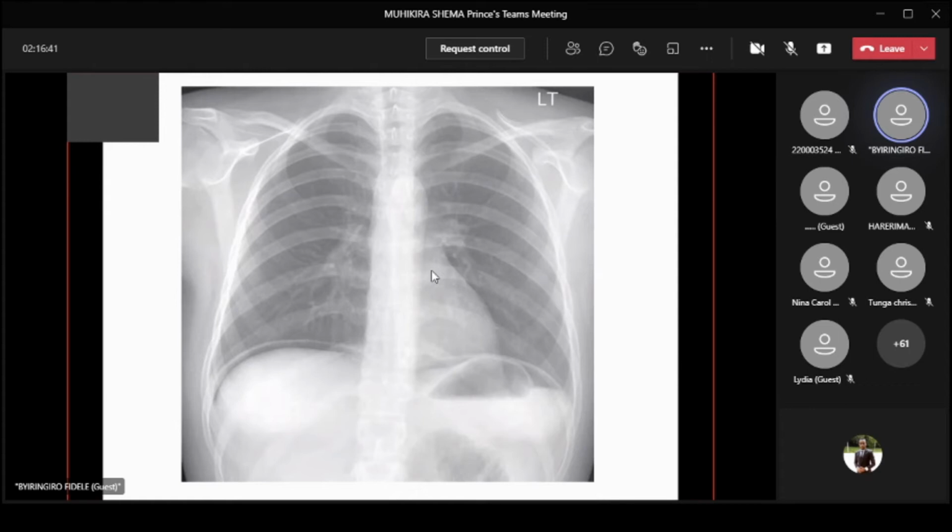Can I add something? Yes, please. What's your name? Akeline. Yeah, I think if someone has air in the peritoneal cavity, it can cause air under the diaphragm.